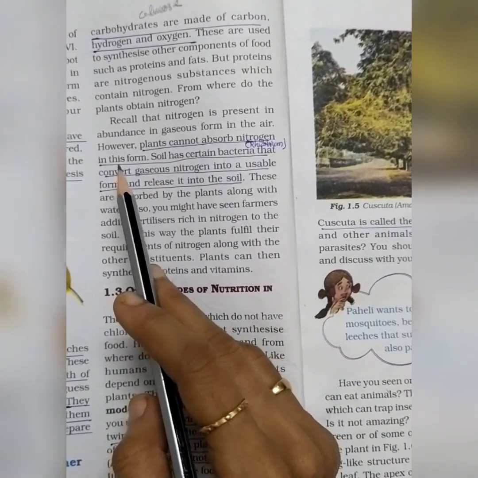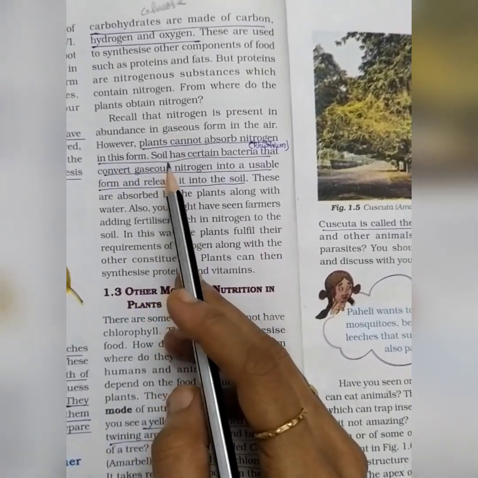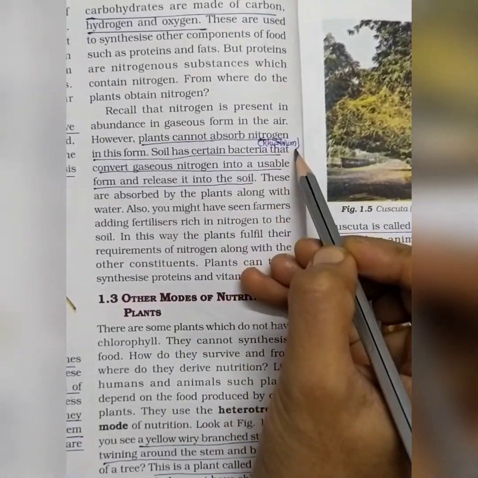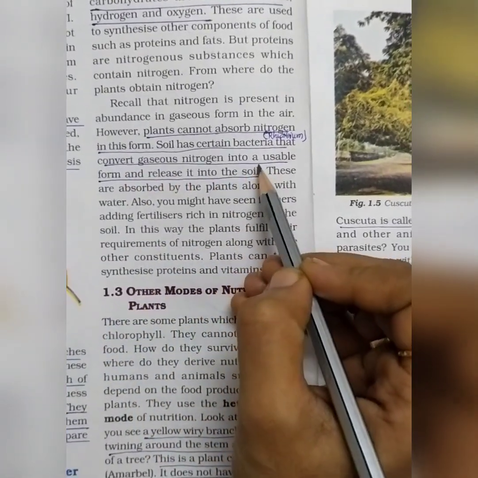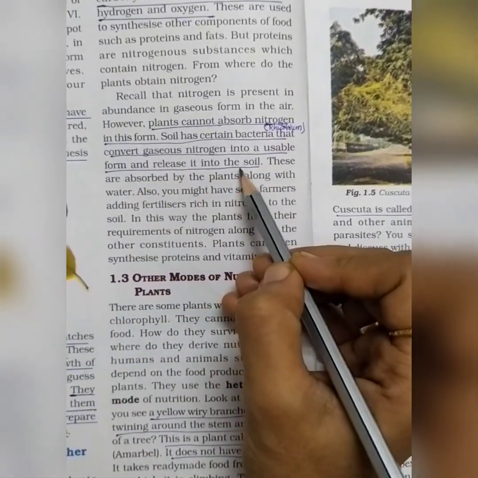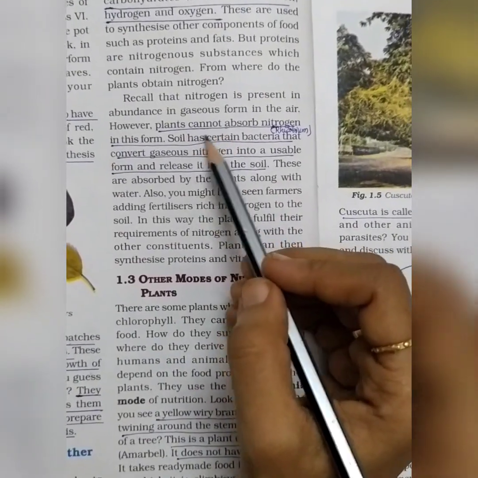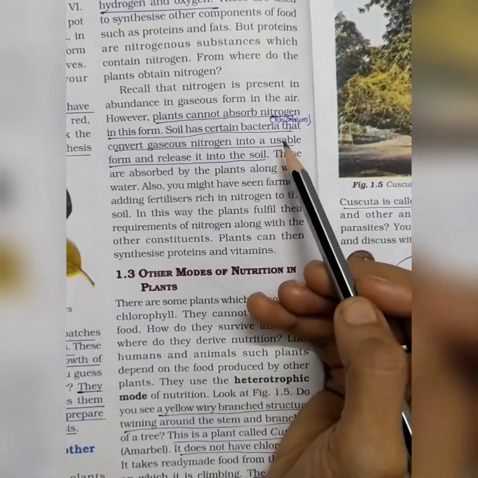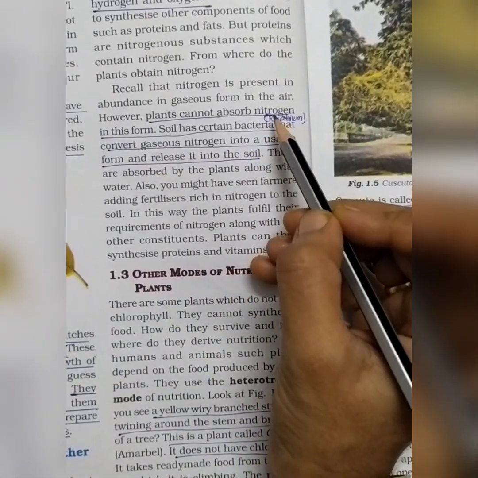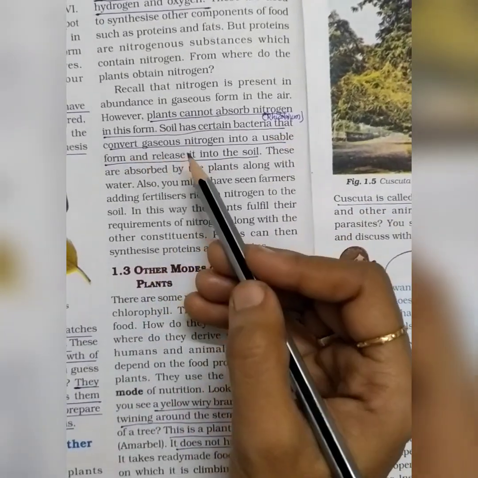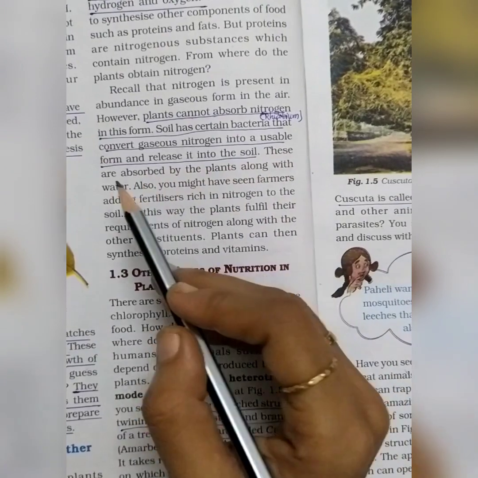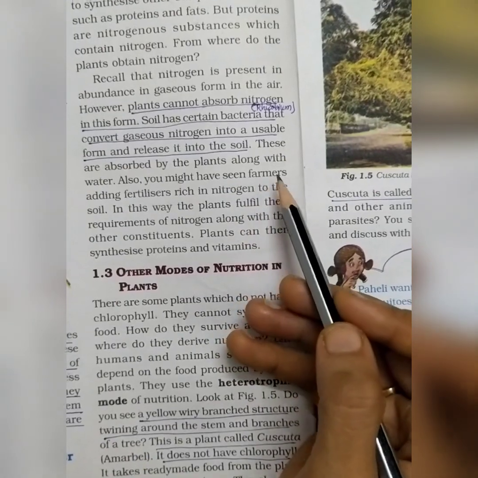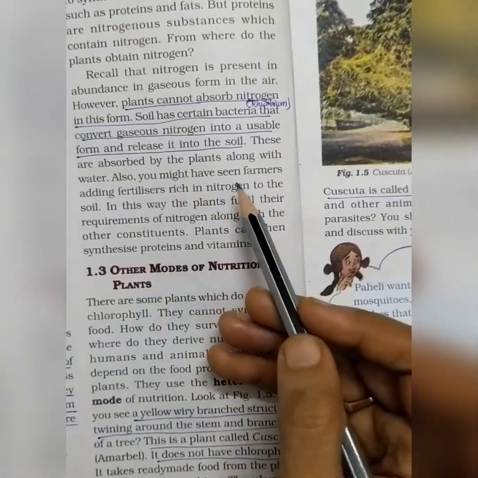So, soil has certain bacteria called rhizobium that convert gaseous nitrogen into a usable form and release it into the soil. There is 78% nitrogen present in the atmosphere, but a plant cannot use nitrogen directly because the nitrogen is in the insoluble form. So the bacterium called rhizobium can take atmospheric nitrogen and convert it into a soluble form. These are absorbed by the plants along with water.